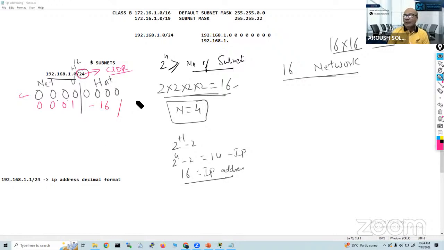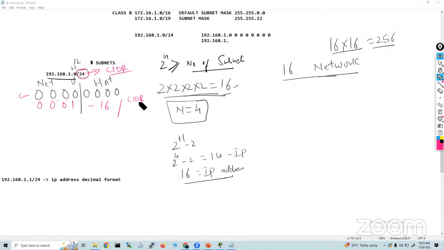Now, what could be my CIDR value now? Classless Inter-Domain Routing. It will change, right? Okay, how will it change?